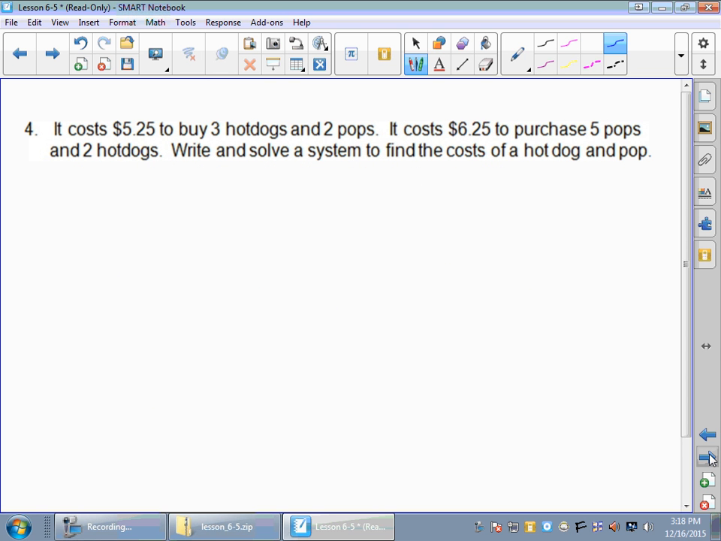Let's look at the next one. I'm not going to read it to you. Go ahead and read the problem. If you need to pause, go ahead. So I think it would be best in this case to define a variable. H is the number of hot dogs. And P is equal to the number of pops.